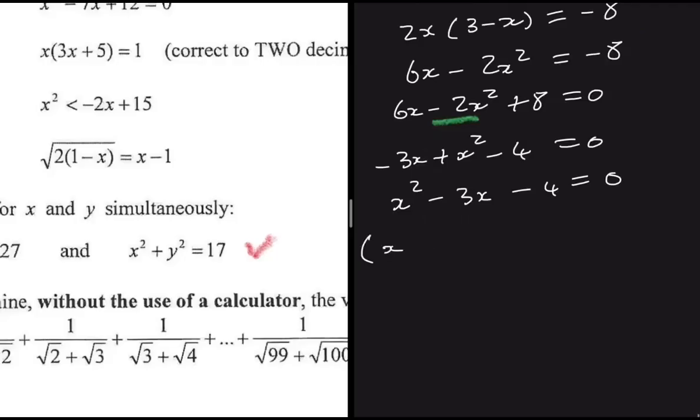So now what are we looking for? We are looking for two numbers that when we multiply, we get minus 4. When we add them, we get minus 3, right?